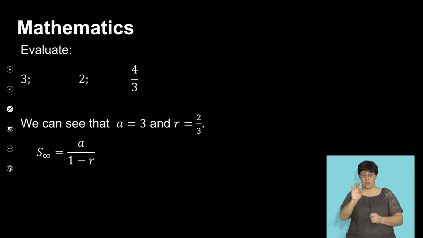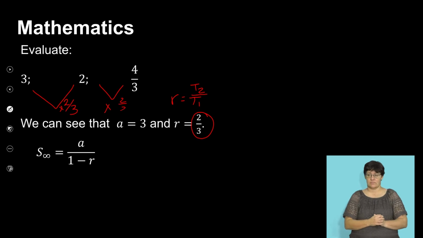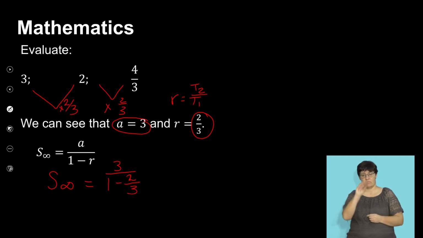So we have the first 3 terms being 3, 2, and 4 over 3. We can establish the ratio by taking term 2 over term 1. That's going to give me an answer of 2 over 3. So the common ratio is 2 over 3 because I've been multiplying by 2 over 3 each time. A is equal to 3 as it is my first term. So the sum to infinity is equal to 3 over 1 minus 2 over 3. So all I've done is substitute in my A as well as my R.